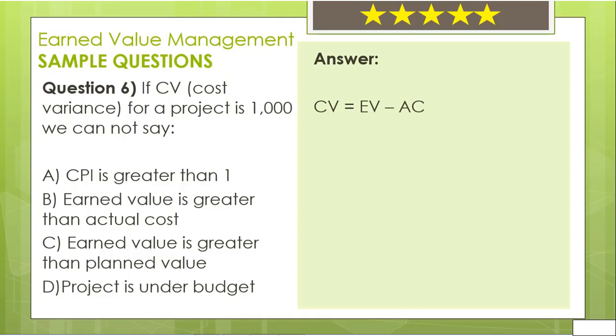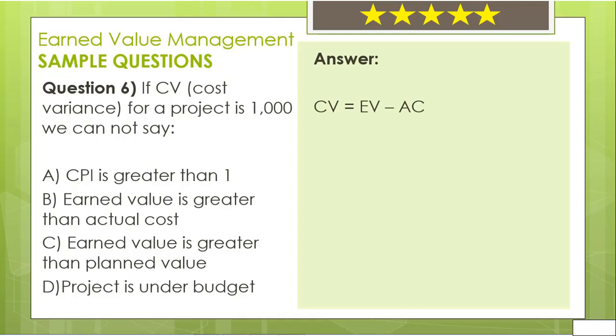Since earned value is greater than actual cost, we earn more than we spend. And since we are spending less than we planned, we can say our project is under budget. Therefore, D is not the answer too.